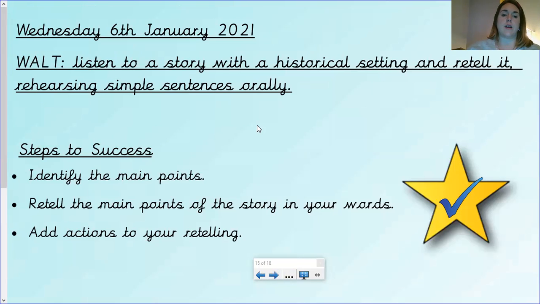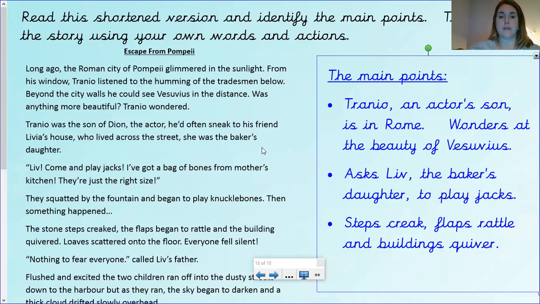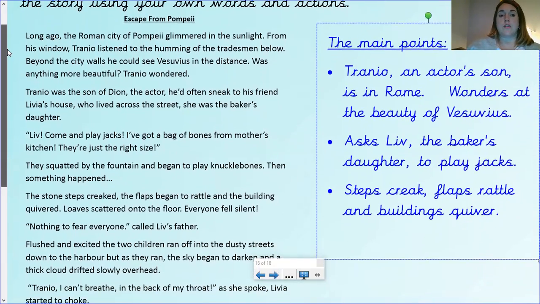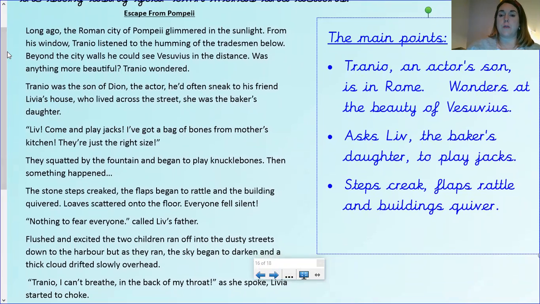Our steps to success are identify the main points of the story, retell the main points of the story in your words, and add actions to your retelling. The first thing you need to do then, and the only bit of writing we are going to do today, you are going to read this shortened version of the story and you are going to write down the main points in your book. Now on the right hand side, I have made a start for you in blue. So I have written the subtitle, the main points with a colon, and I've underlined it. I've then done 3 bullet points for the first 3 main points of the story.